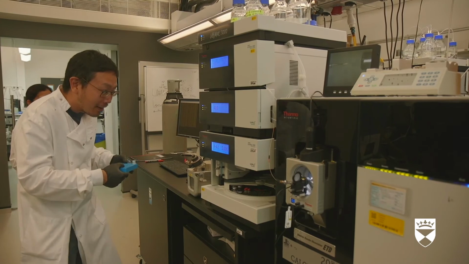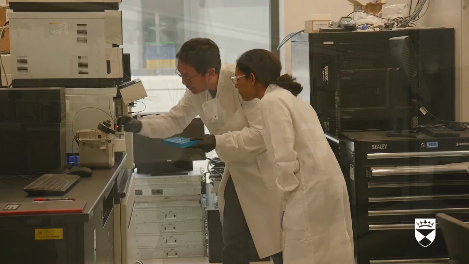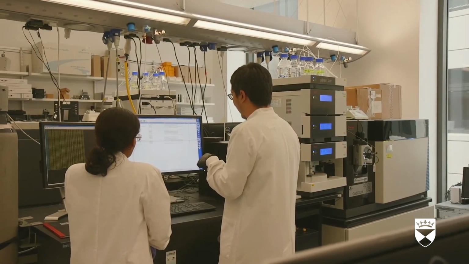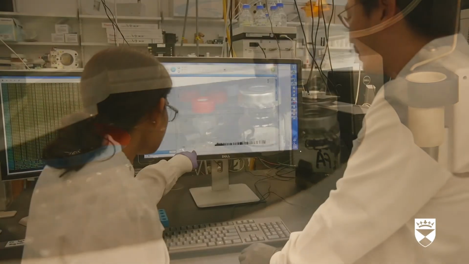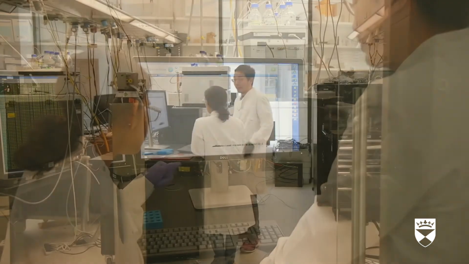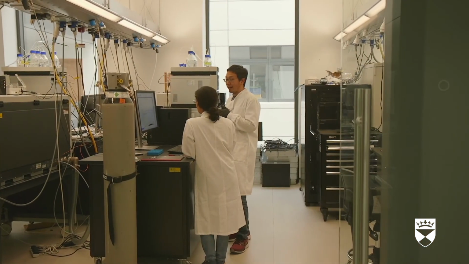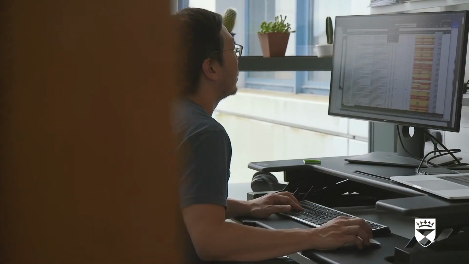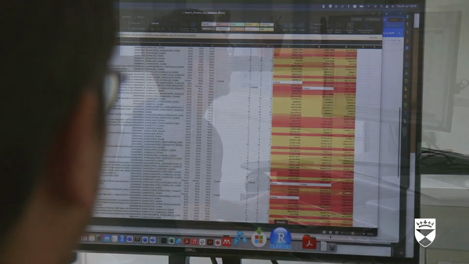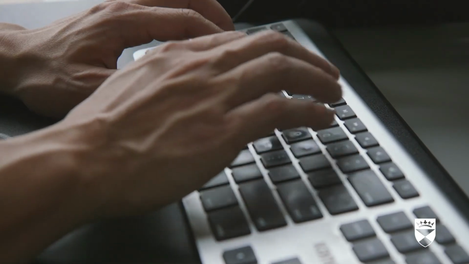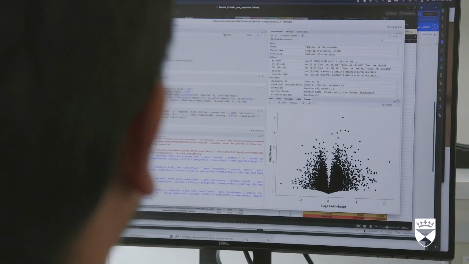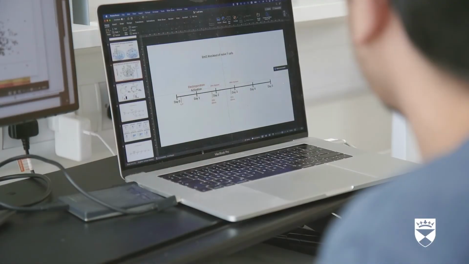After 3 to 4 hours, a single mass spec run gives information on 4,000 to 6,000 proteins. This includes the type and amount of each protein in the sample. This data is a large fraction of the proteins present in the cell. We now need to study the data collected from the mass spec. We spend a lot of time analysing the data using Excel and approaches that allow us to handle big data.